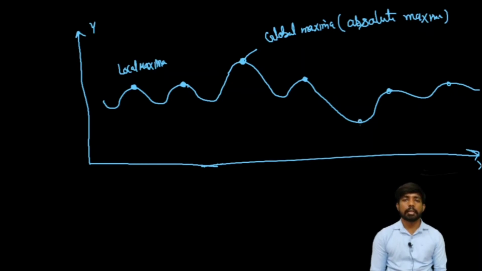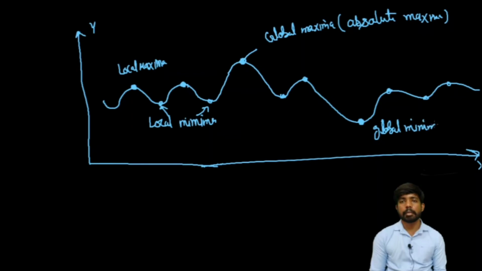Similarly, these minimas we call local minimas. Local minima, local minima. The global minima is this one, which is the very lowest minima, also called the absolute minima.